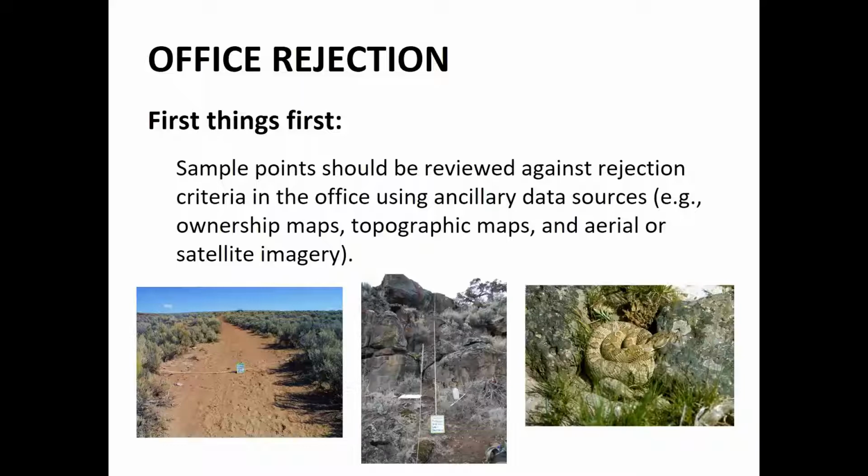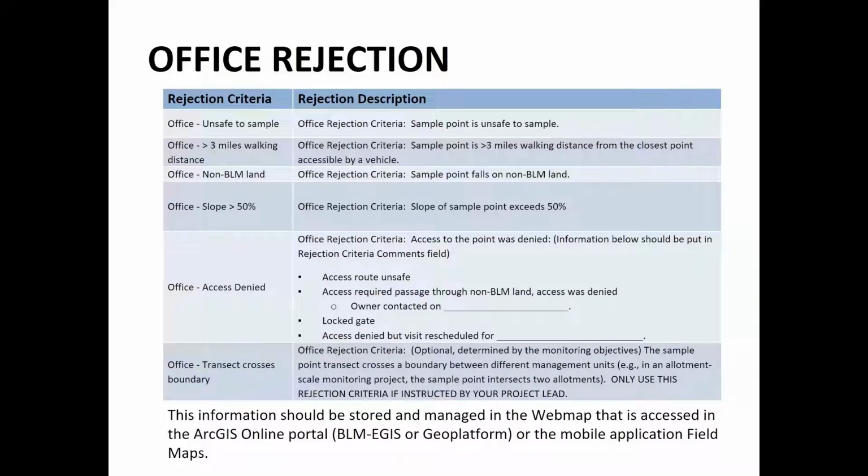In order to complete office rejection, you're going to plot your field sites along with ancillary data that will allow you to determine if you can or should office reject a plot. These are the standard office rejection criteria. These can all be checked using data sources like a roads layer in GIS, topographic maps, and land ownership information. Several of them have to do with safety, like the 3-mile walking distance or slope greater than 50%. The others have to do with points that are inaccessible or unsuitable for sampling.